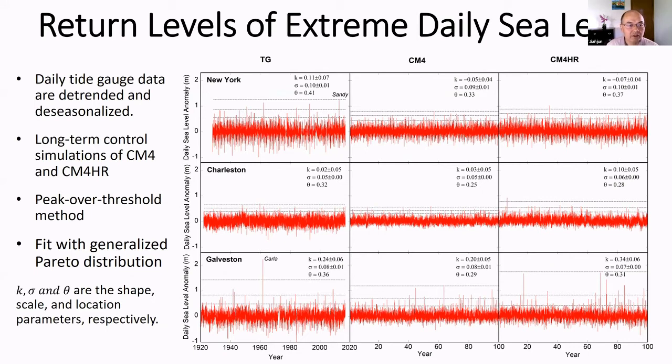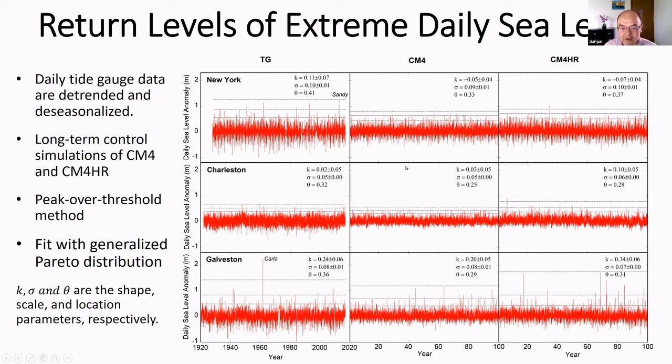So in addition to the moments, we also evaluate the return levels of extreme events in the model simulation. The left three panels show the tide gauge data at New York, Charleston, and Galveston. The data is detrended and deseasonalized. The three horizontal dashed lines indicate the 1 in 1 year, 1 in 10 year, and 1 in 100 year return levels.